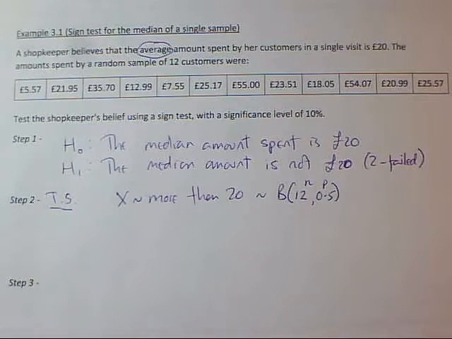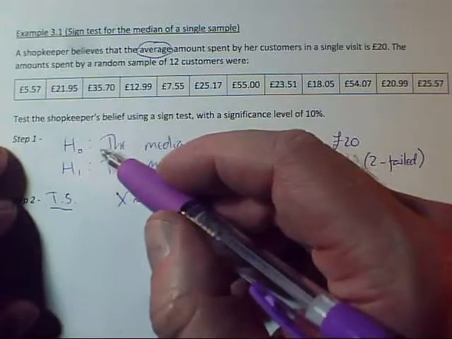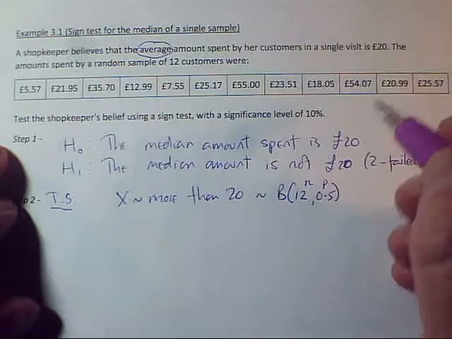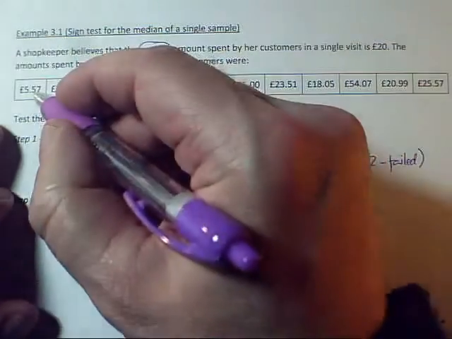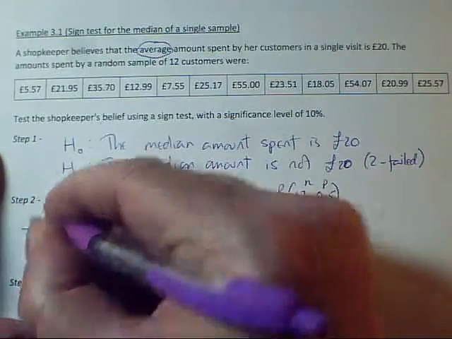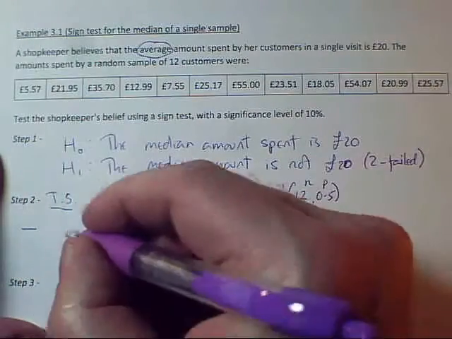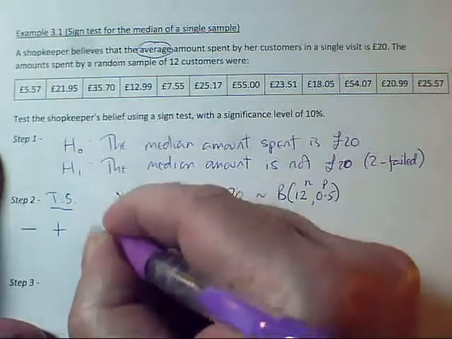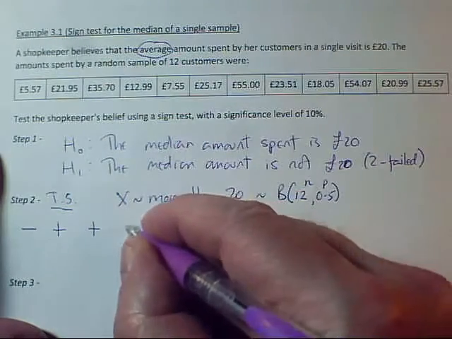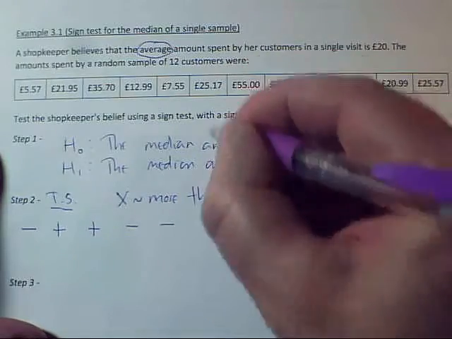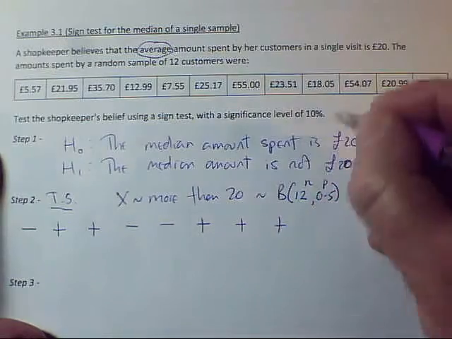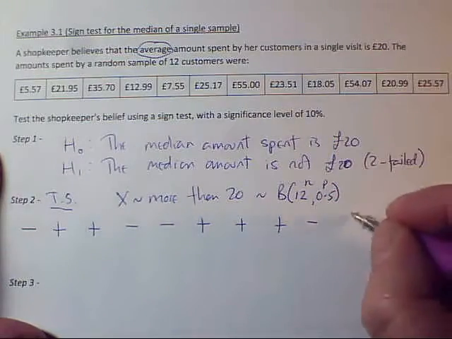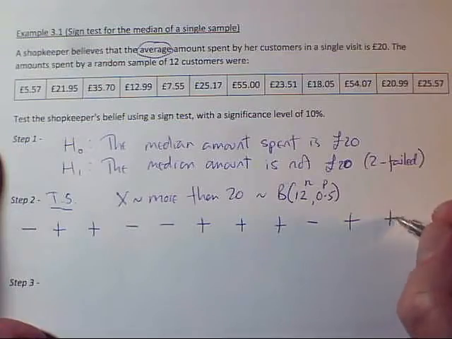So I now need to look at the sign of each of my differences. If I'm above the median, or the suggested median, 20, then I'm going to have a plus. If I'm below it, it's a minus. So 5.57 is a minus. 21.95, that's above £20, so that's a plus. This one's below. This one's below. This one's a plus, this one's a plus, this one's a plus, this one's a little bit below, this one's a lot above, this one's a little bit above, and this one's above.